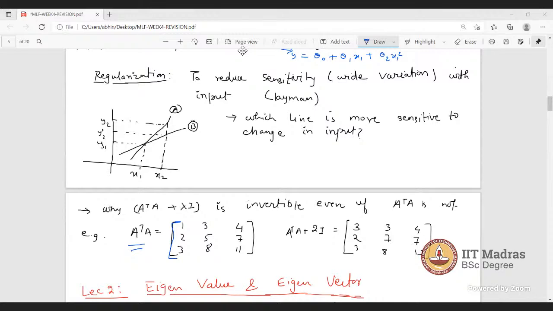Hello, Amrita ma'am, are you there? Yeah, Vinandan, A transpose A will be symmetric only, right? Okay, so A transpose A will be symmetric. Okay, I got a confirmation. The matrix, when you multiply the transpose with the matrix, you will get a symmetric matrix. Okay, fine.